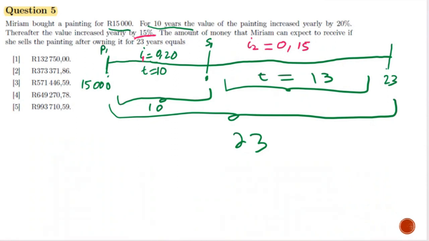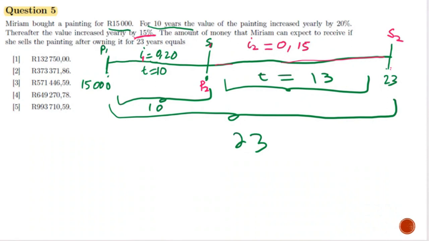Now remember, here you've got the accumulated amount from the previous 10 years. From this time, you've got a new present value. The present value that you're going to start with is the same as the accumulated amount here. Whatever you've accumulated, you are starting afresh during this period. This is going to be your P2, and then you are going to have your final accumulated amount at the end. That's what they are looking for, this value at year 23. So now I've got all the components of my timeline.